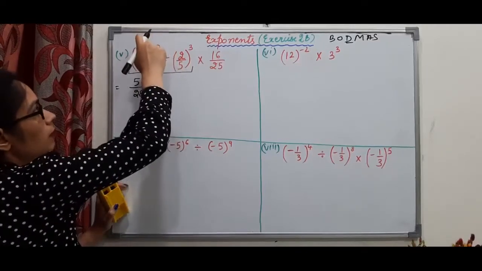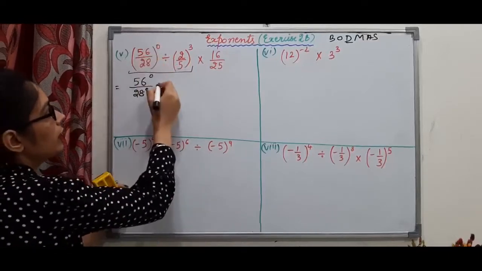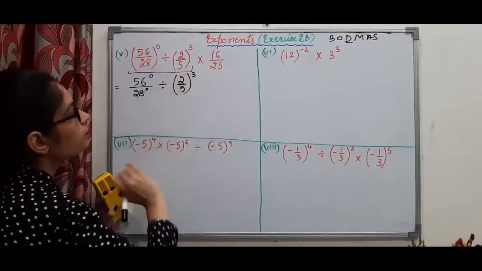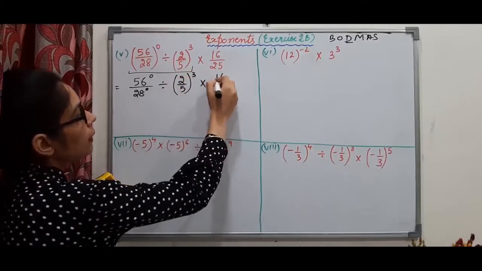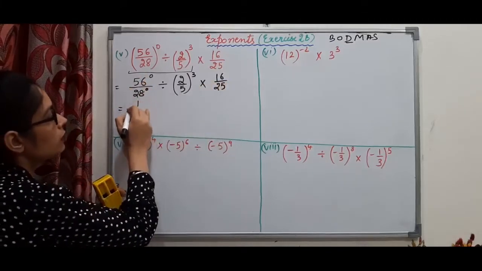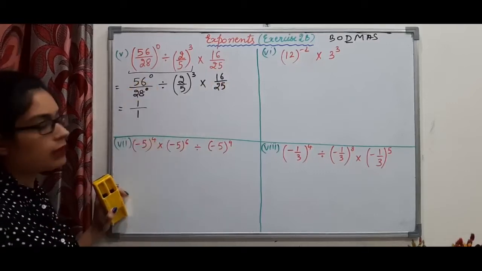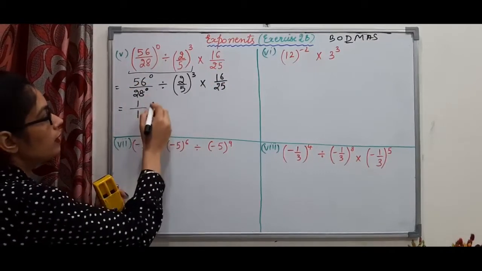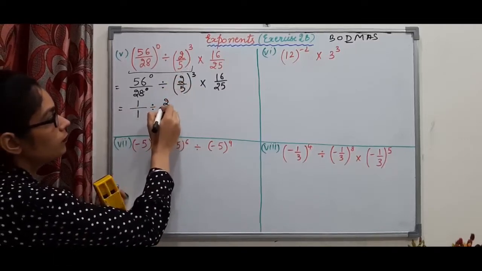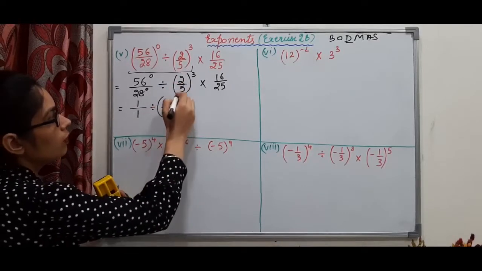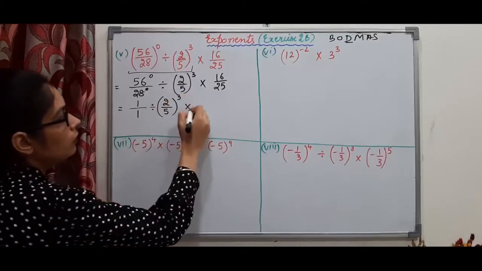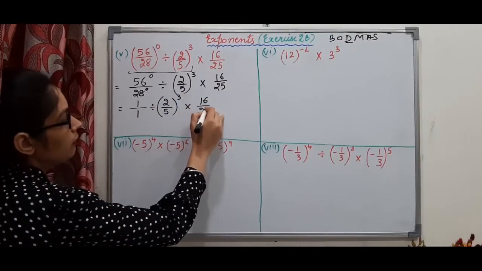Bracket means this 0 power is with 56 also and with 28 also, divided by (2/5) whole cube into 16 by 25. So I can write this as 56 to the power 0, which is 1, and 28 to the power 0 is also equal to 1, divided by (2/5) whole power 3 into 16 by 25.